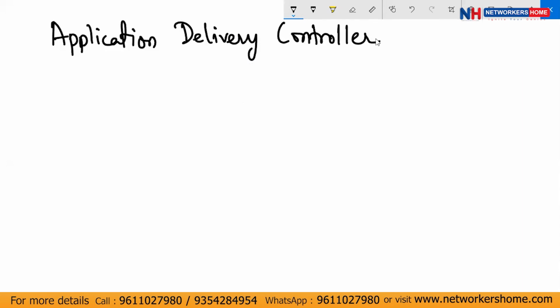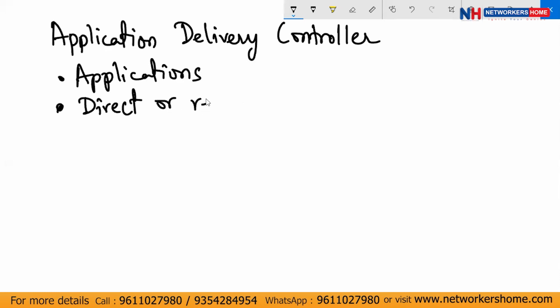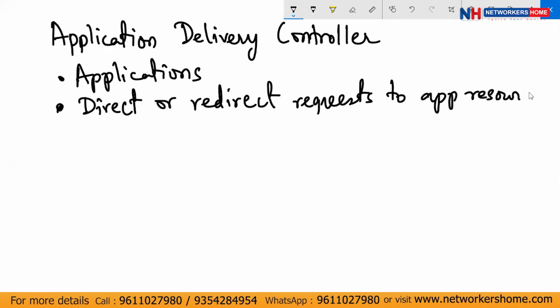An application delivery controller manages how your applications are being delivered. Whether at the backend there are 2 servers or 5 servers, what the load balancing method should be, and how your requests are being delivered. It has the basic capability to direct or redirect requests to appropriate resources.